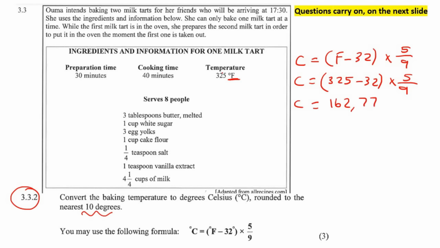And that's going to be 162.77 degrees Celsius, okay? But they said round it to the nearest 10 degrees. So you could either go to 160 or 170. Which one is closer to this number? Well, that would be the 160. So the Celsius temperature is going to be 160 degrees Celsius.